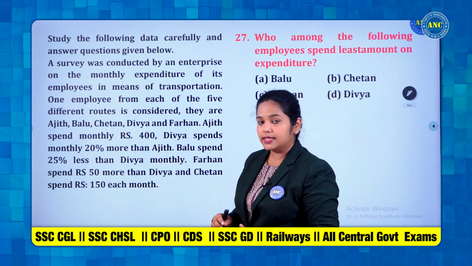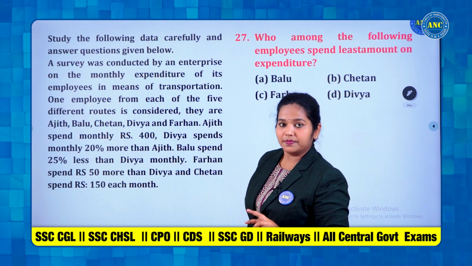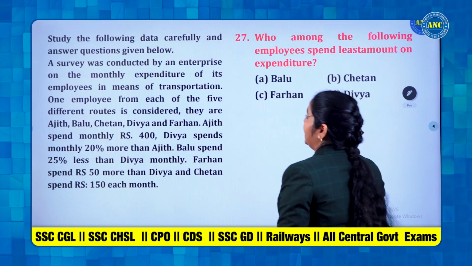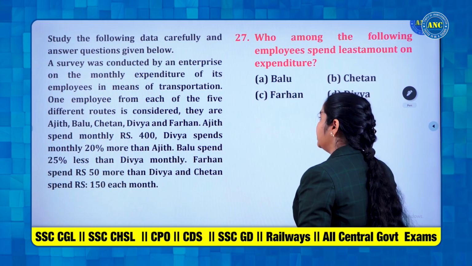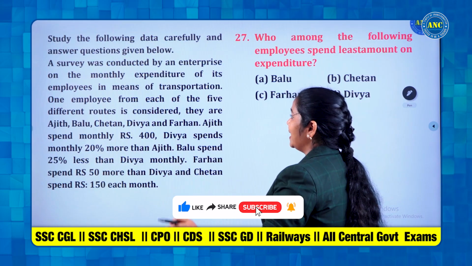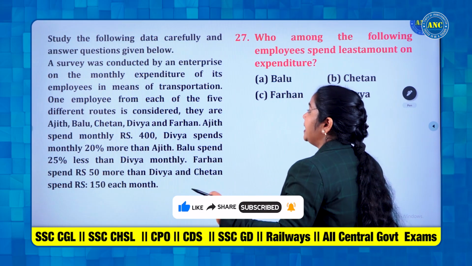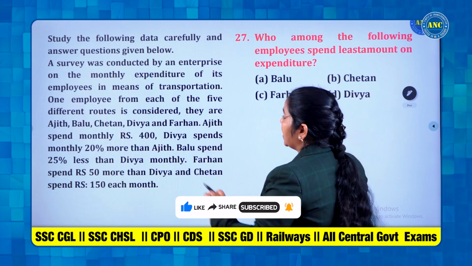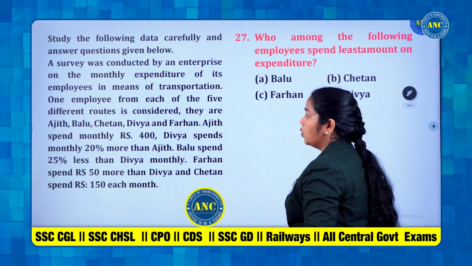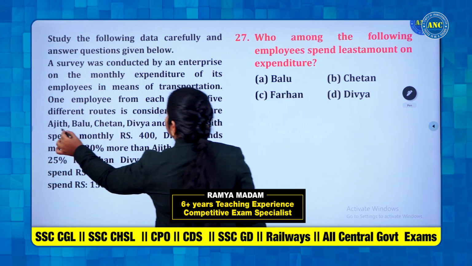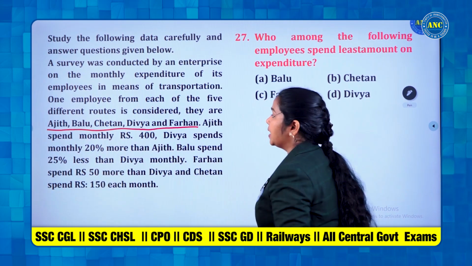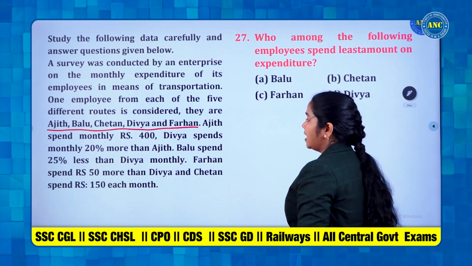So, shall we read this data? Study the following data carefully and answer the questions given below. A survey was conducted by an enterprise on the monthly expenditure of its employees on means of transportation. One employee from each of the 5 different routes is considered: Ajit, Balu, Chetan, Divya and Farhan.